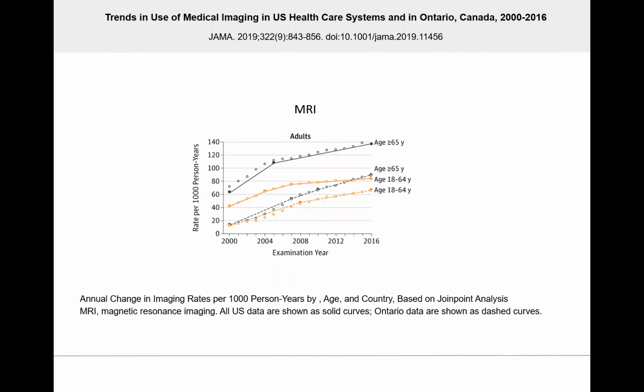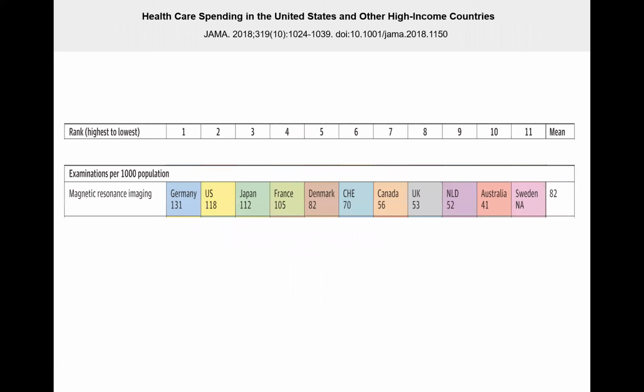The amount of MRIs done in this country, you can see, this is the US, people over age 65 and US people under age 65, has just gone up and up and up and up. And other than Germany, we do more MRIs per 100,000 population than any other Western developed country in the world.